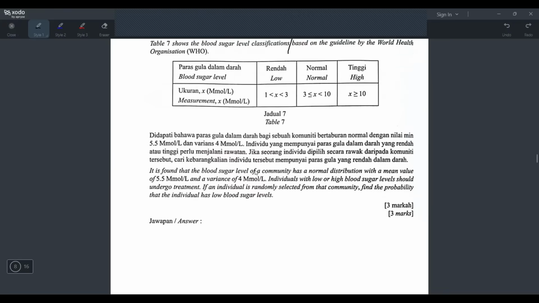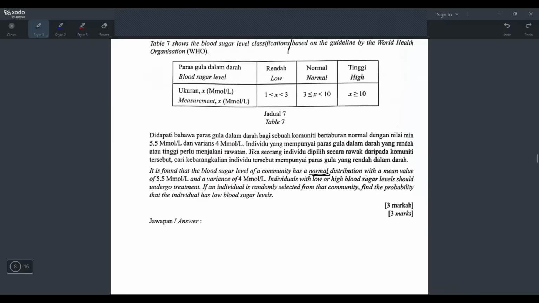It is found that the blood sugar level of a community has a normal. Okay, I see the word already, normal. So definitely this is probability distribution and it's normal distribution. And you need to use the table to do it later. Do you know the table? The table they will provide to you in the exam. But sometimes you will read from the outside, sometimes you will read from the inside, right? Depending on the question. So let's see what this question wants.